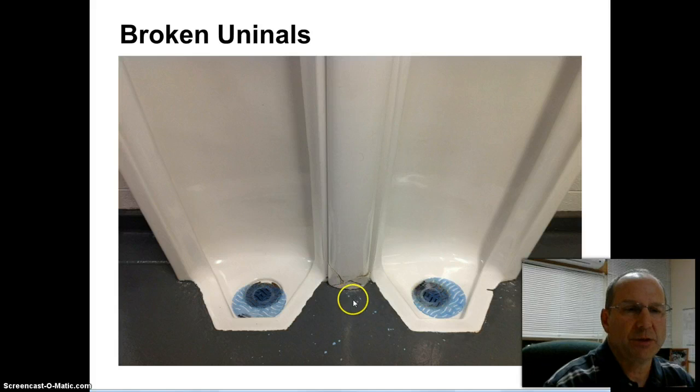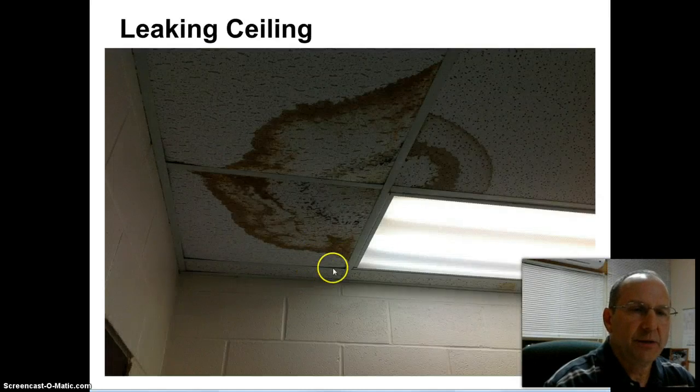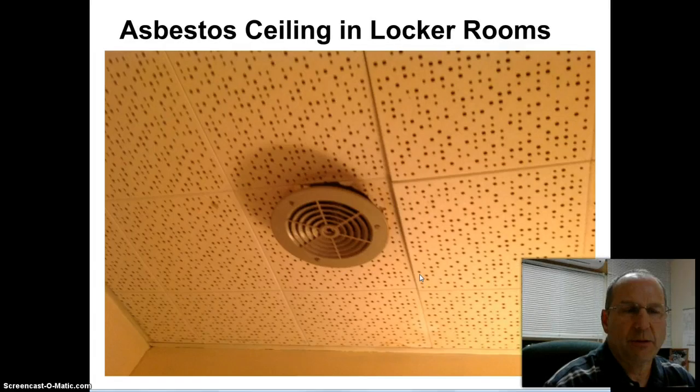This is in the boys' high school locker room. This urinal is broken. Actually, the sink on the other side of the room is broken also. This is in the middle school boys' locker room. Obviously, it leaks. In the high school, the boys and girls locker rooms have this tile. It's asbestos ceiling. It probably should be replaced. It's not to be disturbed.